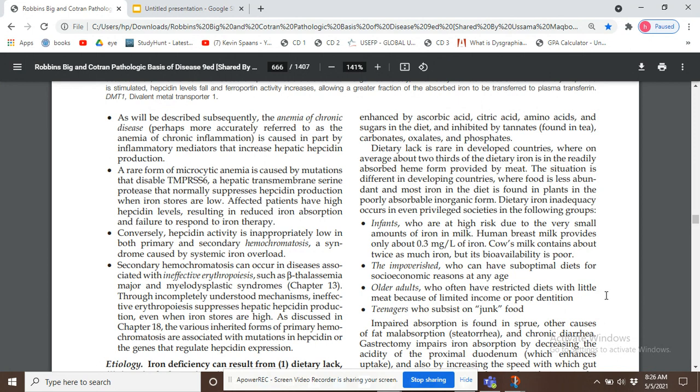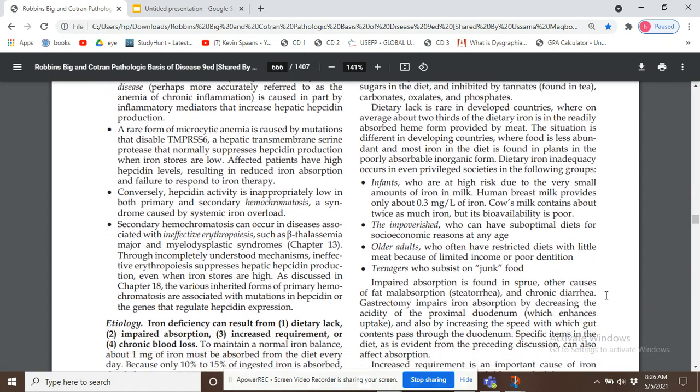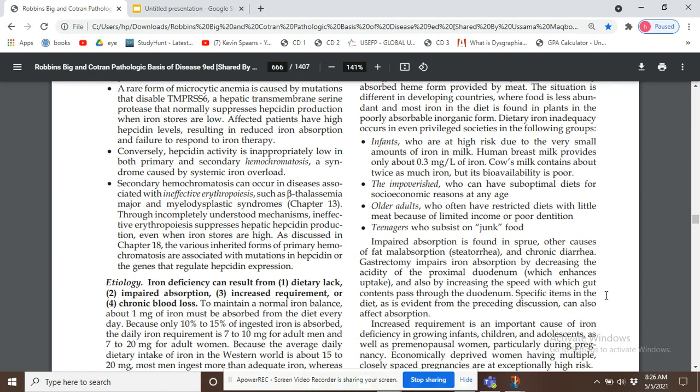Older adults have a restricted diet due to little meat because of limited income and poor dentition. Teenagers mostly love to eat junk food rather than good food. Iron deficiency anemia is also seen in adult women because of menstruation, and in women of childbearing age, for example pregnant and lactating women. Impaired absorption is found in sprue, other causes of fat malabsorption, steatorrhea, and chronic diarrhea.